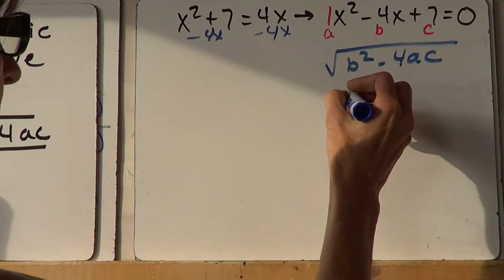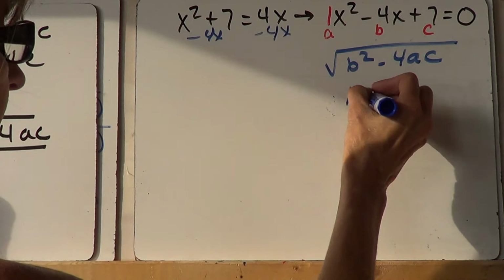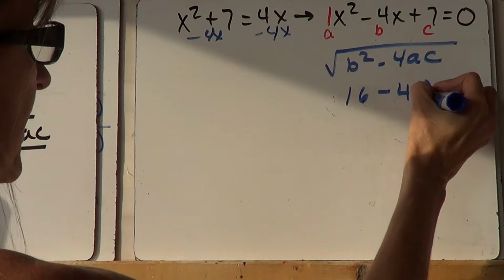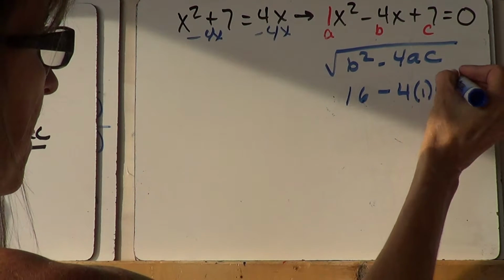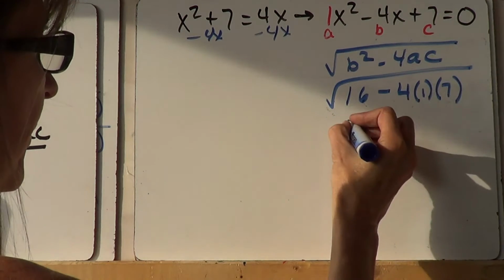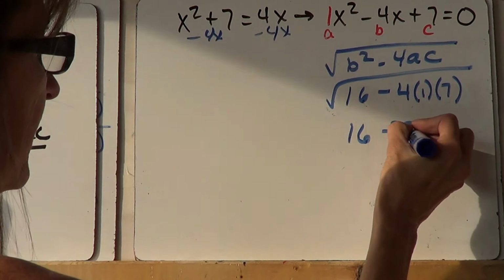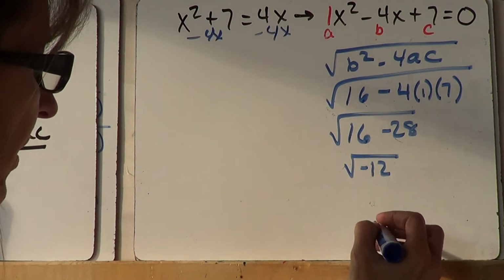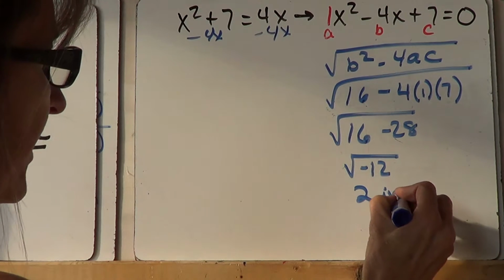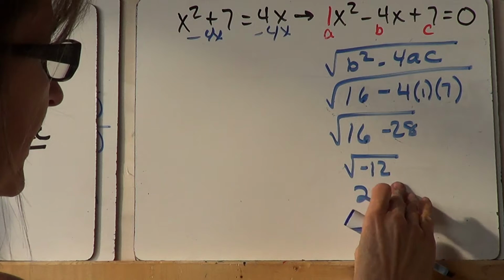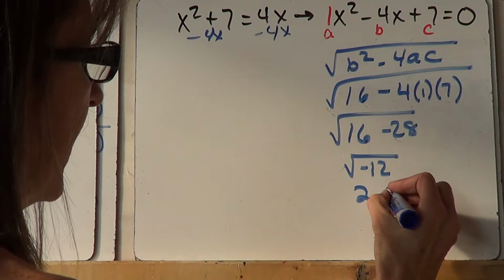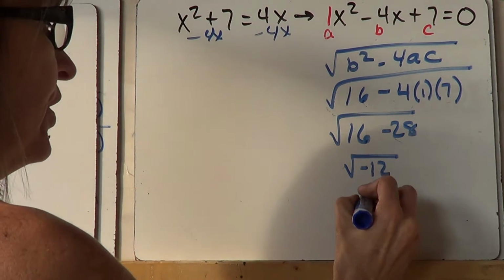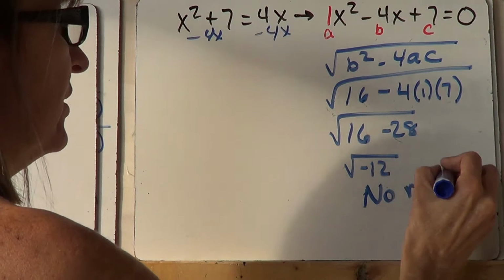B squared is negative 4, so negative 4 times negative 4 is 16. Minus 4 times 1 times 7. 16 minus 28. Negative 12. We can see right here that we have two imaginary, sorry, in your classroom I wouldn't say imaginary, or actually I wouldn't write two. We have no real solutions. And you guys can stop right there.